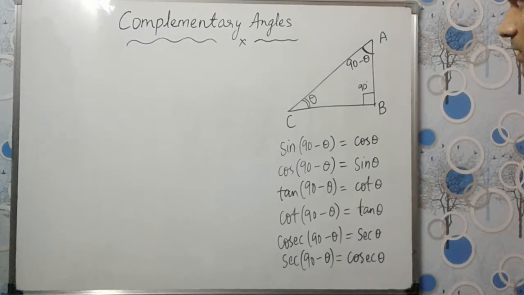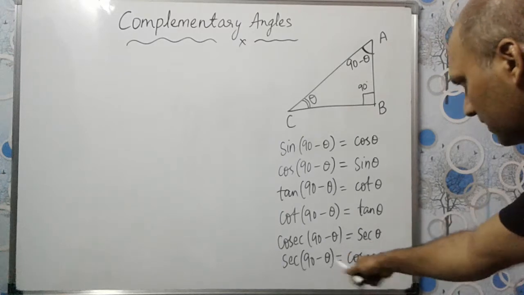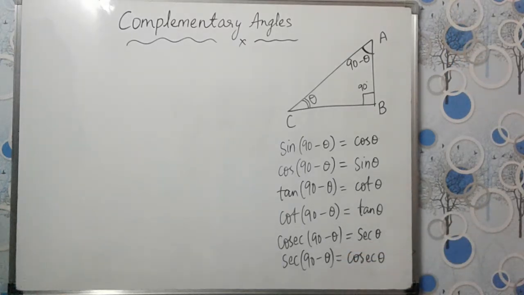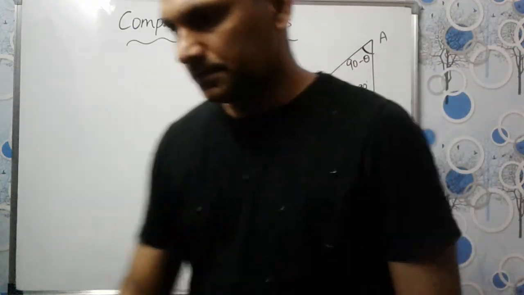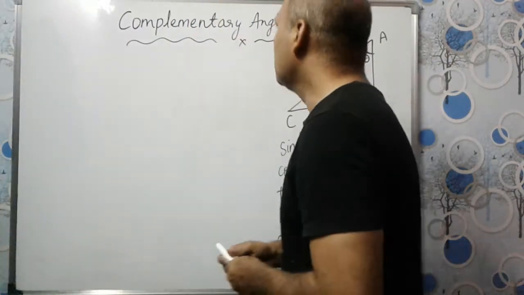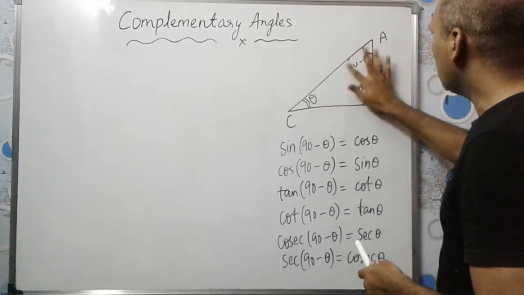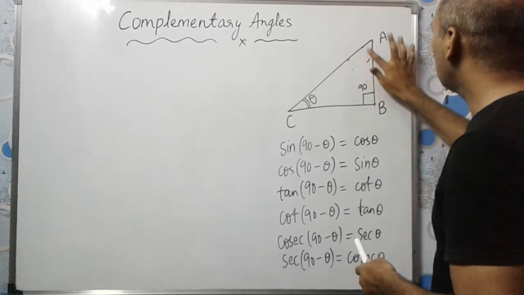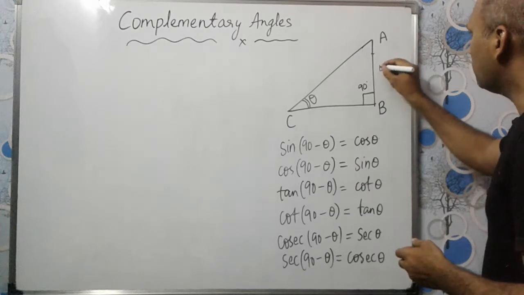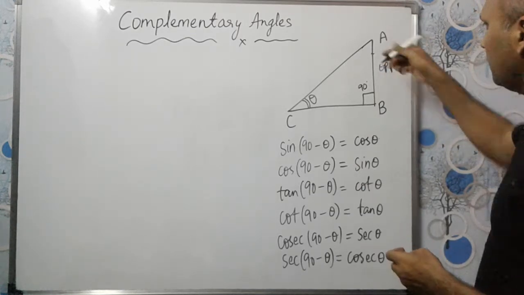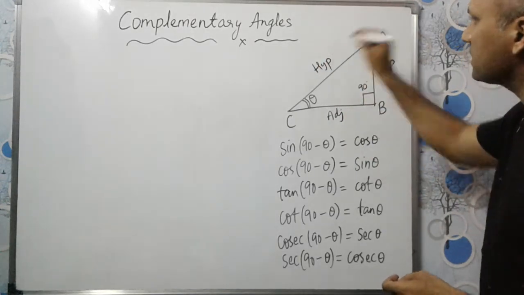So let us now learn how we got this. First let me just check whether this is visible in the video or not. Yes, it is visible, right? Now let us take this triangle. What I'll do is I'll rub this part. To this angle theta, this is the opposite side, AB is the opposite side, this is the adjacent side, and this is our hypotenuse side.